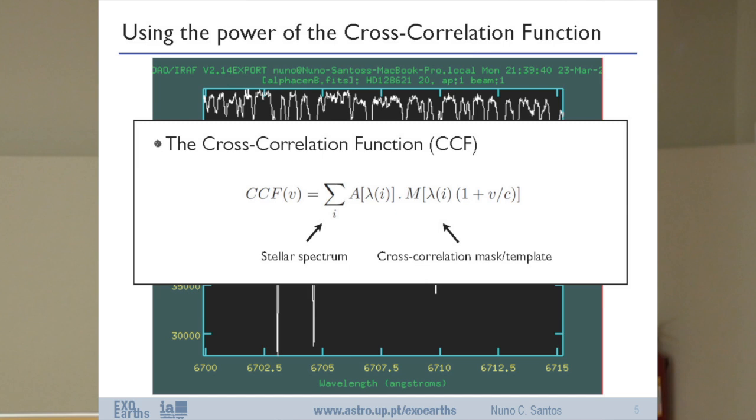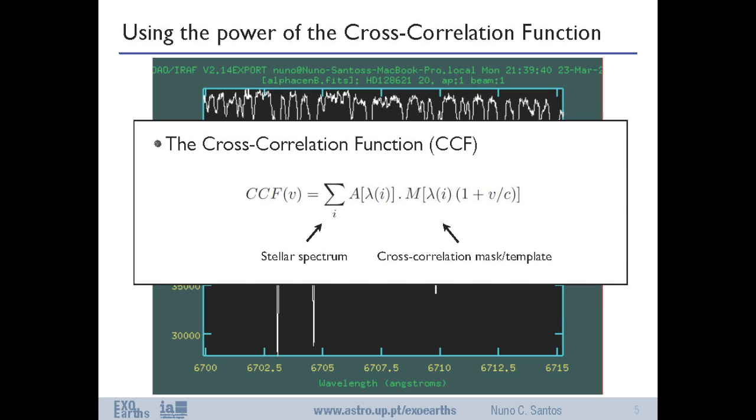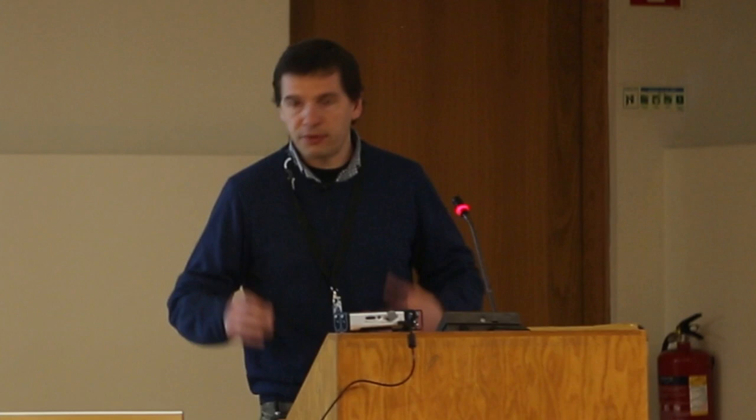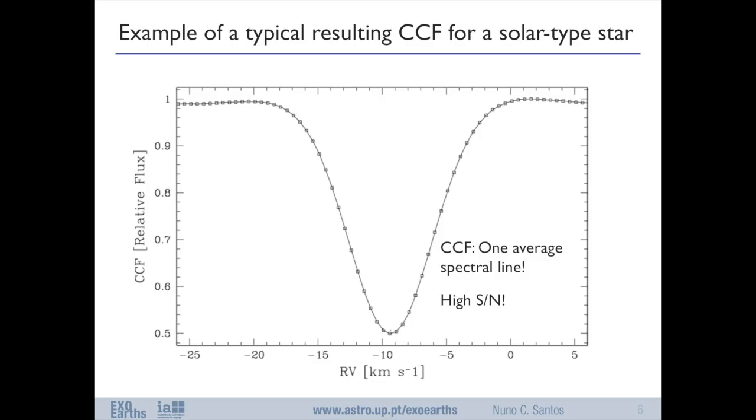Now, the cross-correlation function is something that has been widely used to derive radial velocities with high precision. For example, HARPS uses this method to gather the information from the spectrum and derive the radial velocities. But basically, in one word, the cross-correlation function is the cross-correlation of your spectrum with a template. The template can be a stellar spectrum of reference, but it can also be a binary mask, and this is actually what we use in the case of HARPS. But roughly speaking, when you cross-correlate a spectrum with a binary mask, what you recover is basically this. This is a typical cross-correlation function of a solar-type star.